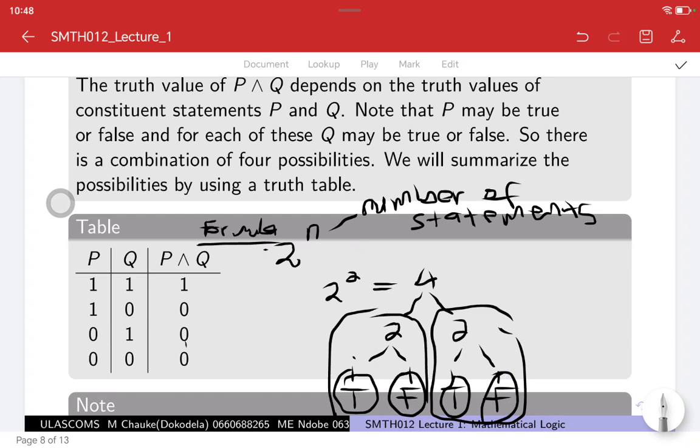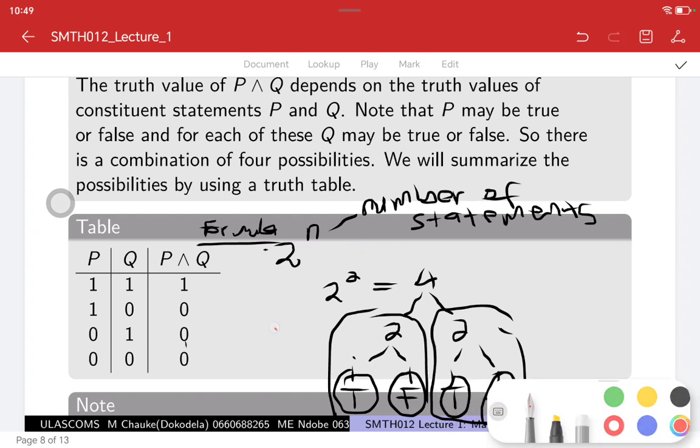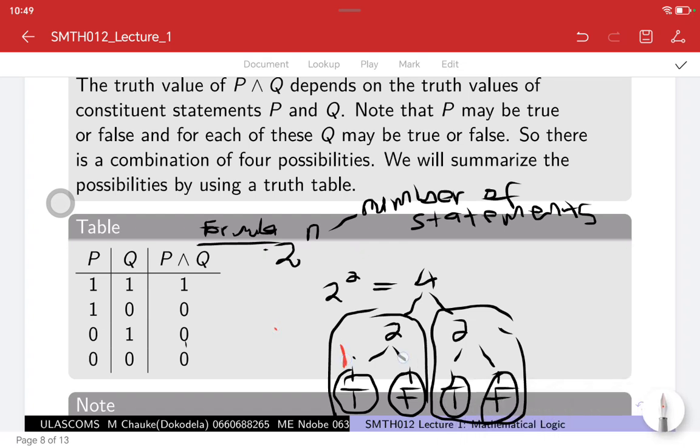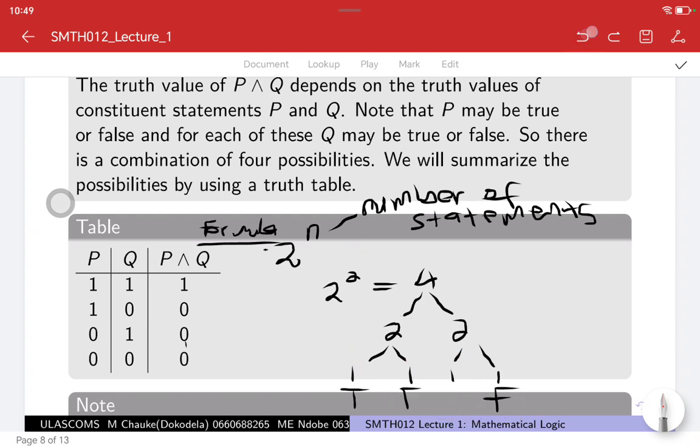Let me change the color here. So this we know it's going to be true, false, true, false, which is this. You see, true, false, true, false. Then I've formulated the next statement. So this is how we formulate the truth values of two statements, right? So we must keep that in mind. Always starts with the true, ends with the false.